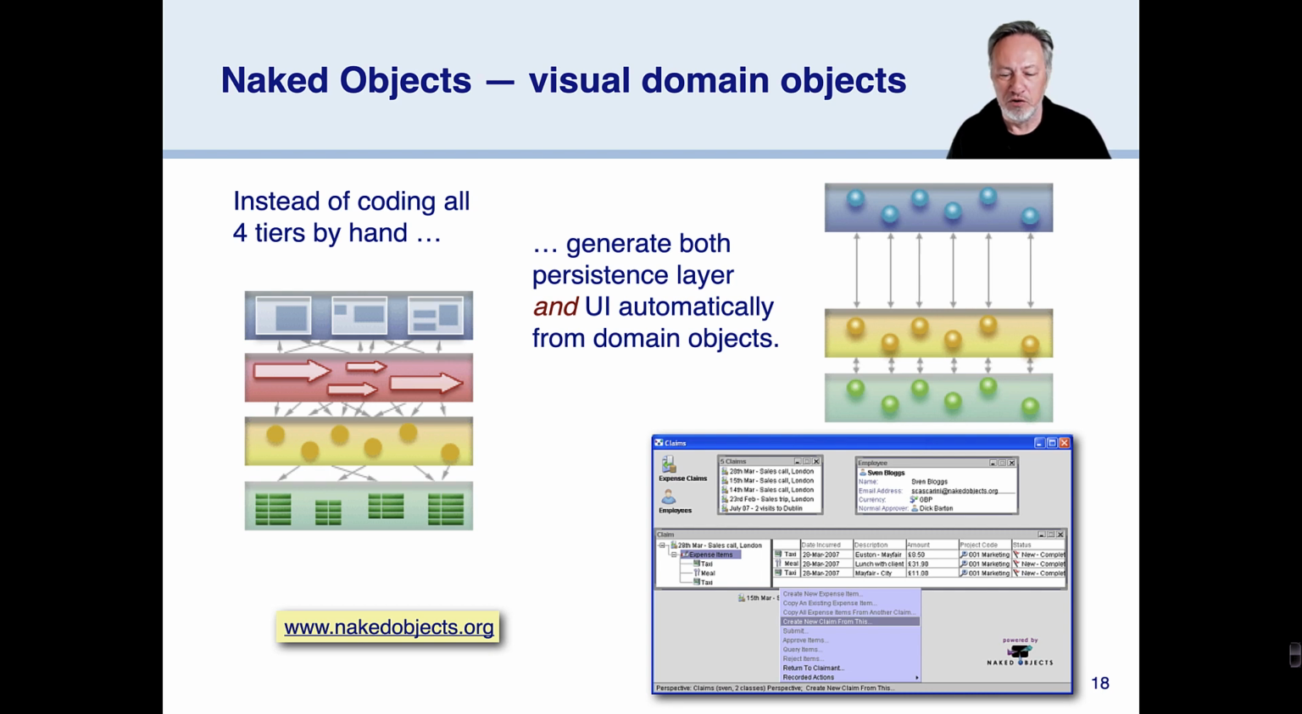A very interesting project that dates from the early 2000s is called Naked Objects. Here the idea is that instead of coding all 4 tiers of a complex application by hand, both the persistence layer and the user interface will be automatically generated from domain objects. So each domain object comes with a graphical interface and also a persistence layer. The idea is that in the end you're able to compose complex applications from these individual components.